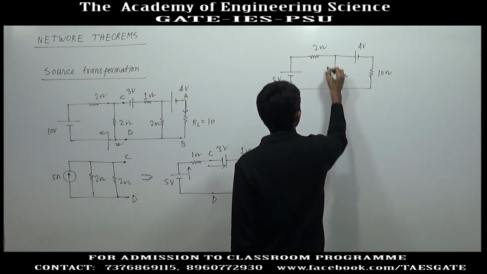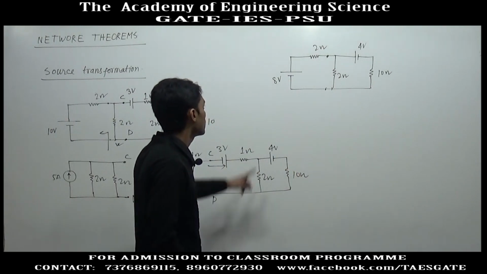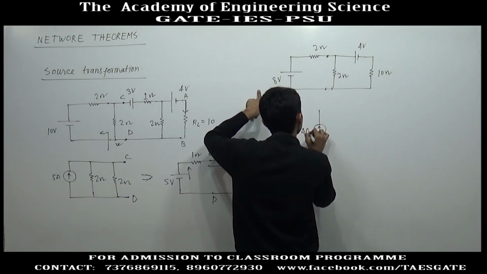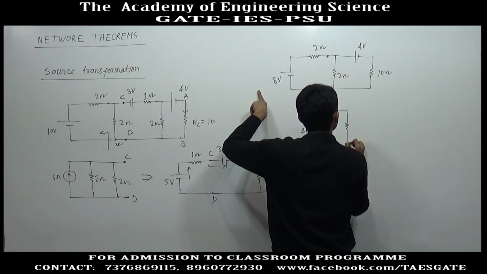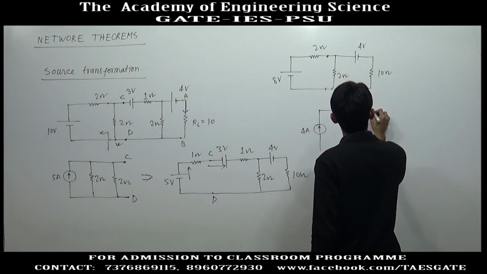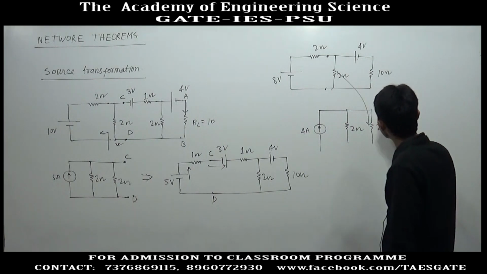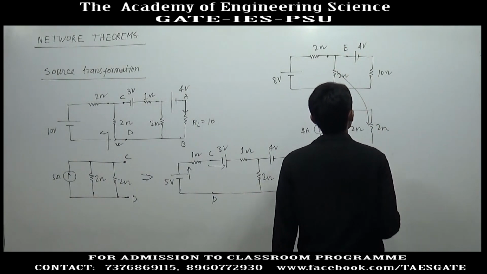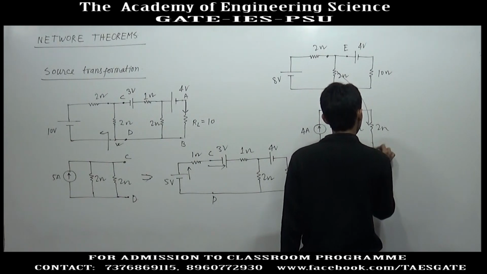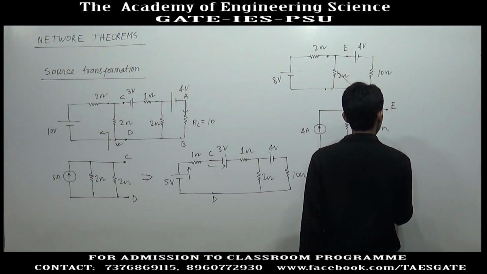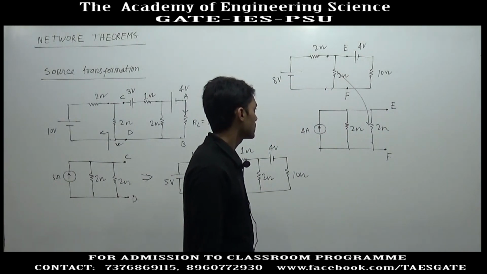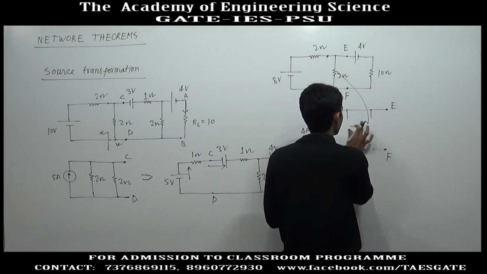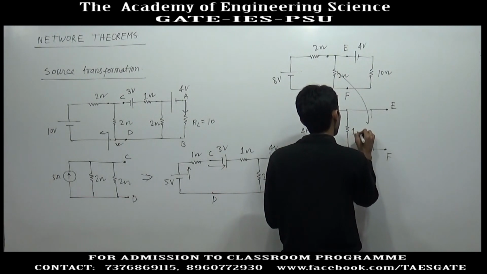Now again if we apply source transformation here, we will have 8 by 2, that is 4 ampere current source, and a resistance of 2 ohm will be connected in parallel, and again this 2 ohm is connected here, and suppose this point is E and this point is F. These 2 ohm resistances are in parallel, so they will make 1 ohm resistance, and so instead of these 2 ohm resistances we will have 1 ohm resistance.